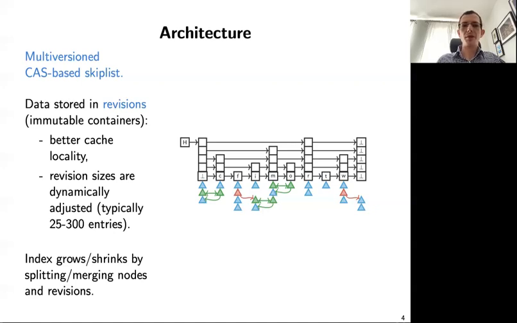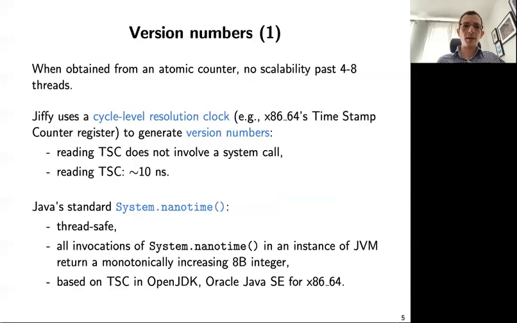However, occasionally we also have special revisions, depicted here green and red, which are created when nodes split or merge. These special revisions join chains of revisions from different nodes. Each revision maintains a version number, which is used to order revisions and facilitate snapshots.